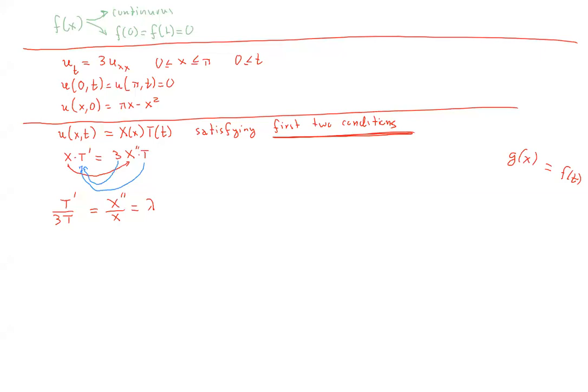So obviously now this branches off into two separate equations: X double prime minus lambda X is equal to 0, and T prime minus 3 lambda T is equal to 0. Our starting point is going to be the second order equation. Okay, any questions so far, please? Any questions?